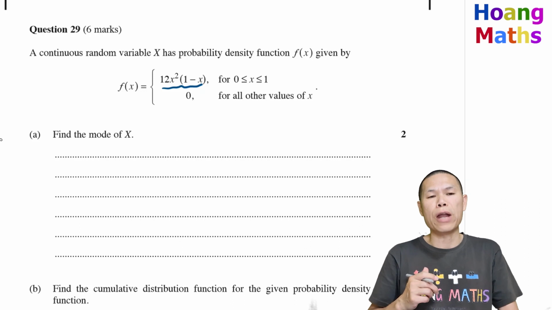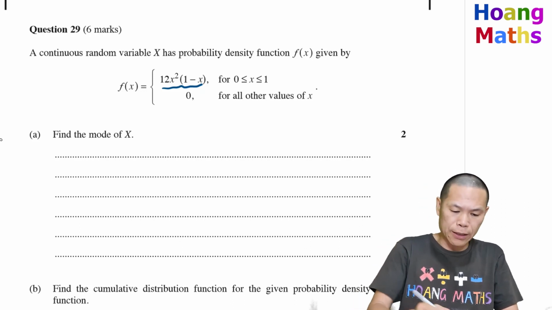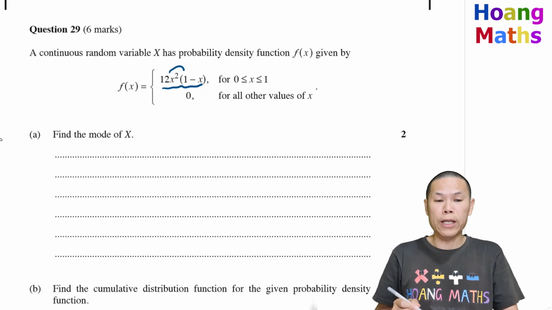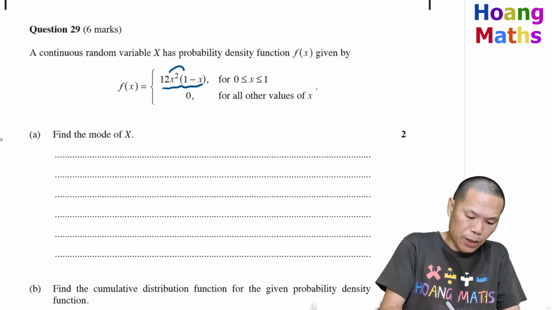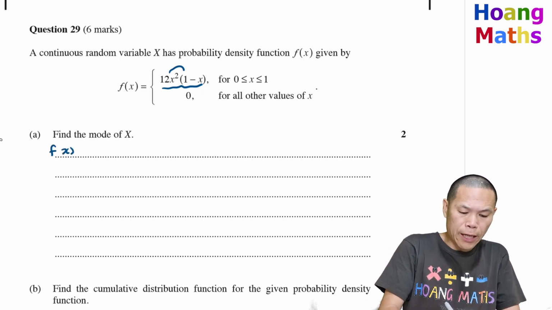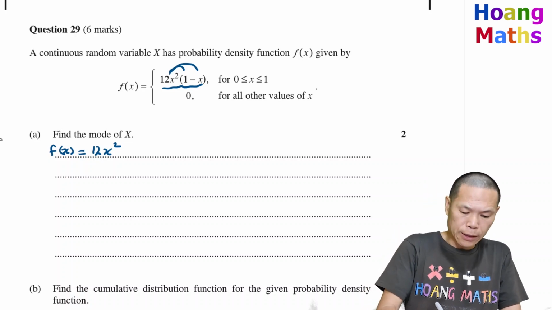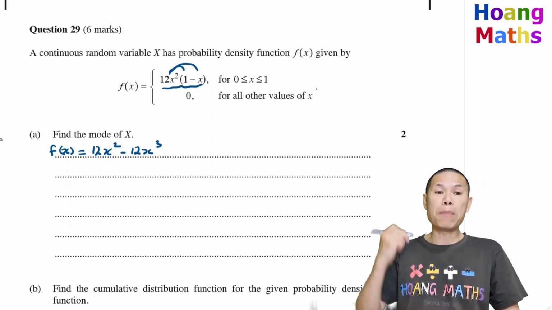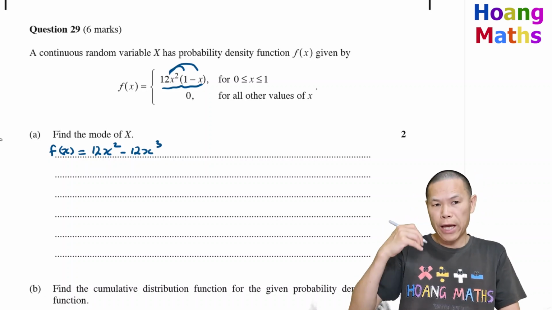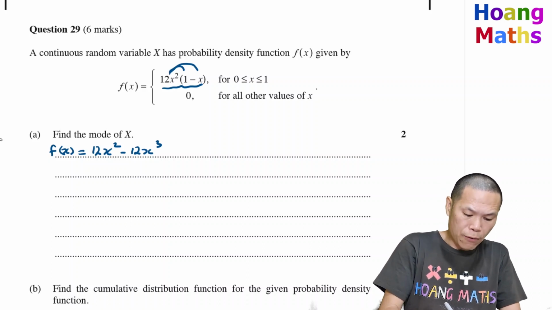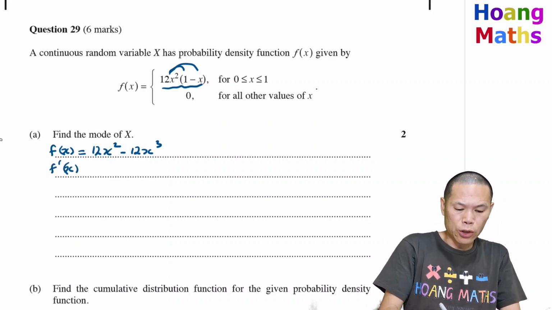Of course, we can use the product rule, but it's easier if I expand it first, okay? So 12x squared times 1 is 12x squared. Let me just write this down. f(x) is 12x squared, and then 12x squared times negative x is minus 12x to the power of 3. Now to find the maximum value of f(x), we find f'(x) first.